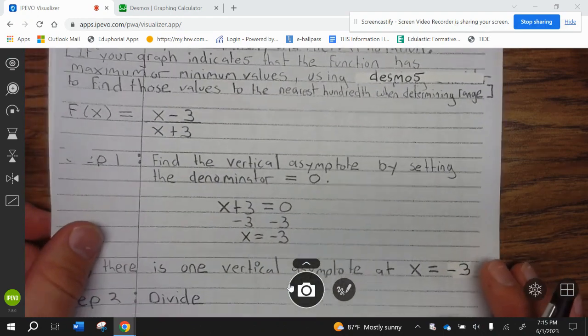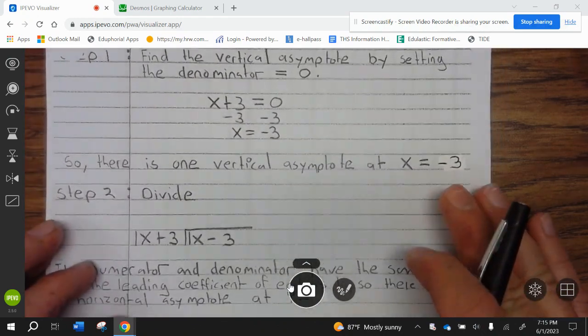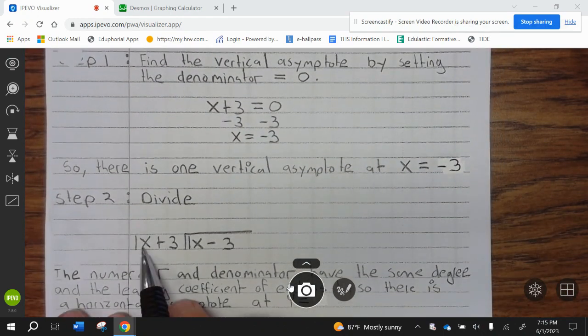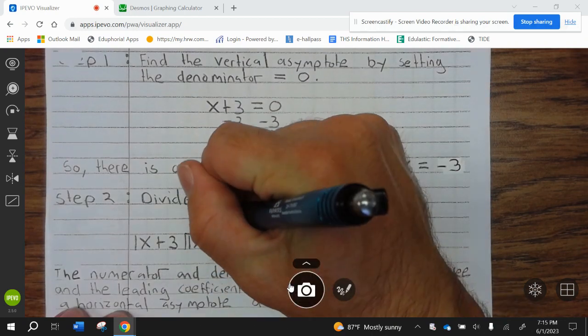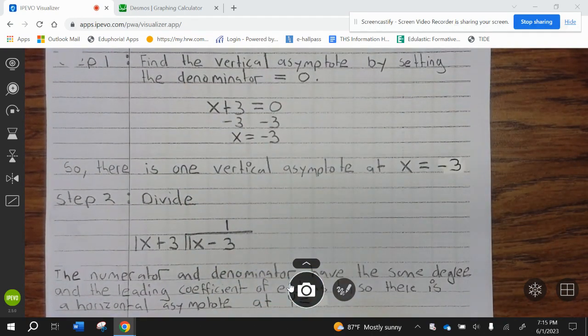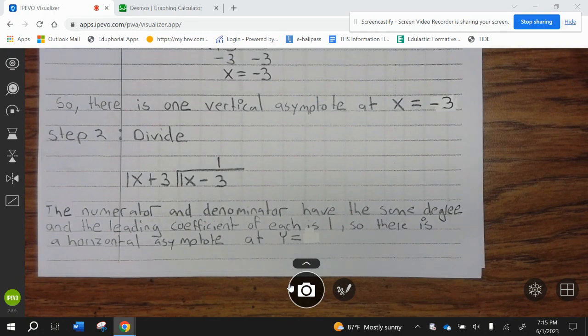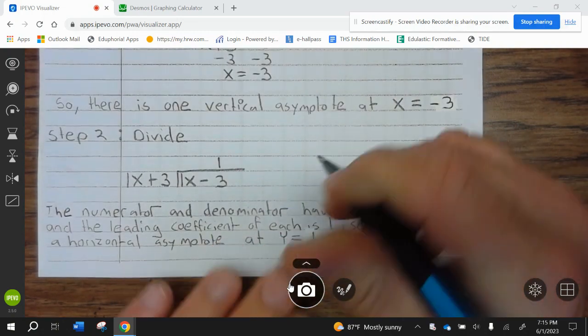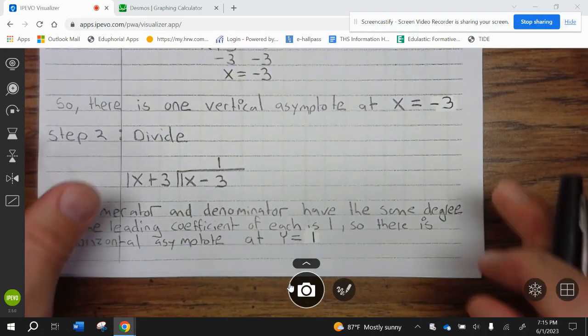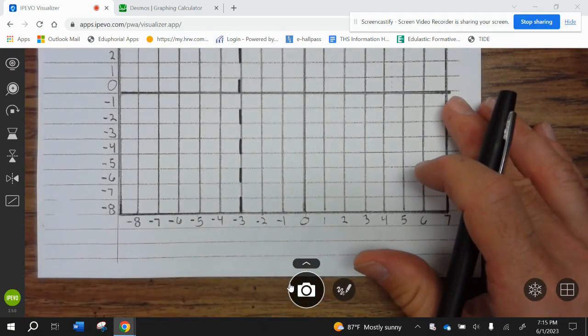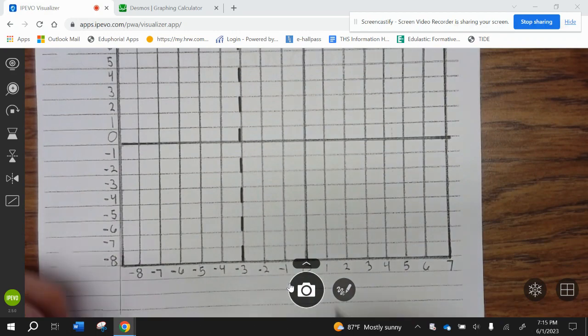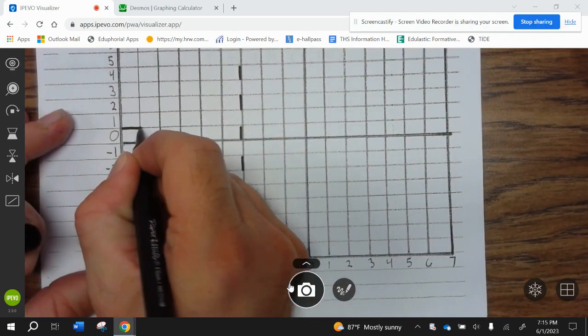Let's come back. Now we're going to divide. Ask yourself, what do you multiply x by to give you x? The answer is 1. The numerator and denominator have the same degree, and the leading coefficient of each is 1. So there's a horizontal asymptote at y equals 1. Let's go ahead and graph that now. Okay, so horizontal asymptote at 1.